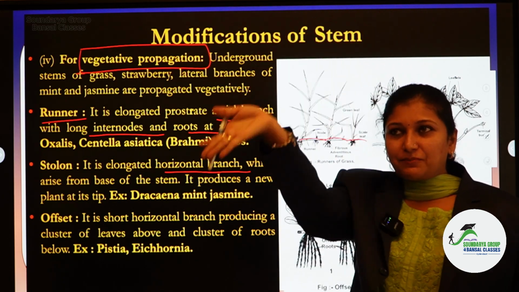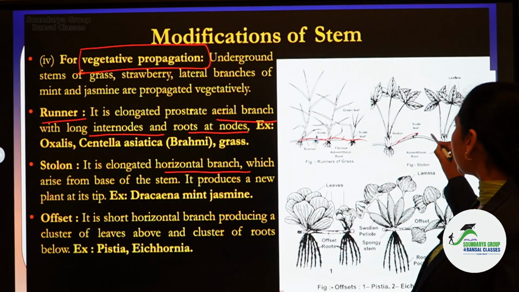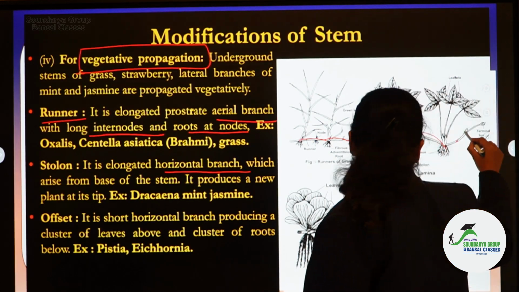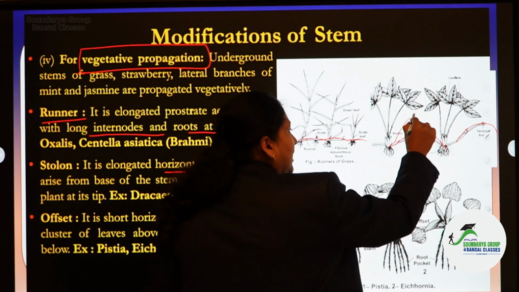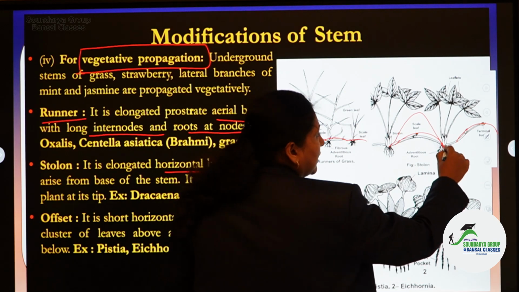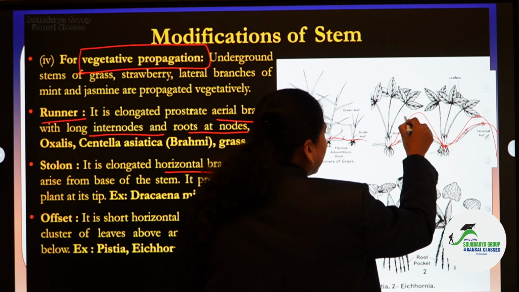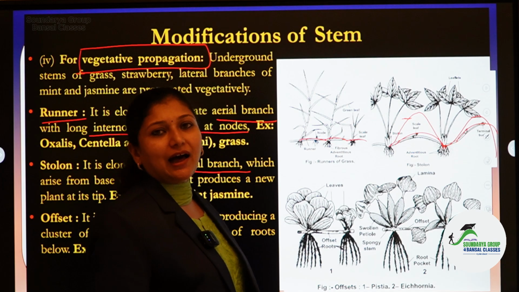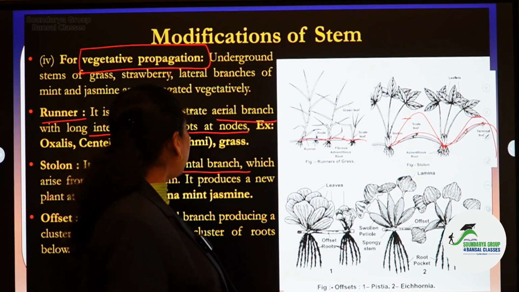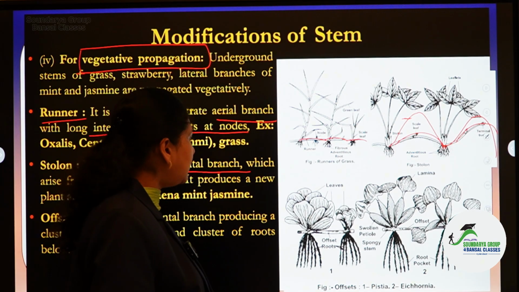Next is the stolon. In that, an elongated horizontal branch first grows upward, then comes downward. So it forms this type of arc. You can see this arc here in the diagram. First it is growing upward, then coming downward, upward and downward. What is formed here is called an arc or stolon. This type of thing we have in mint and jasmine.